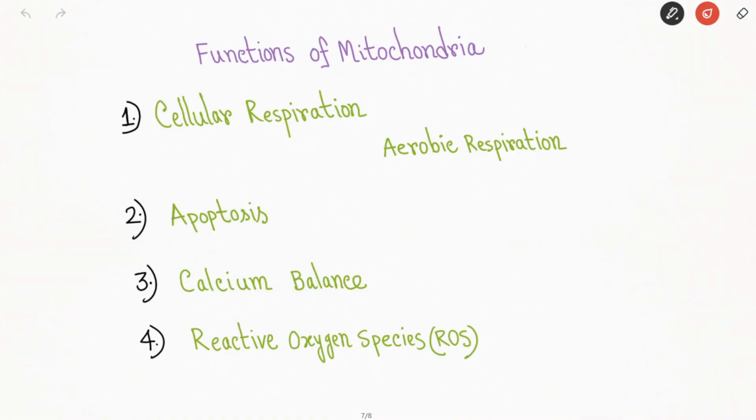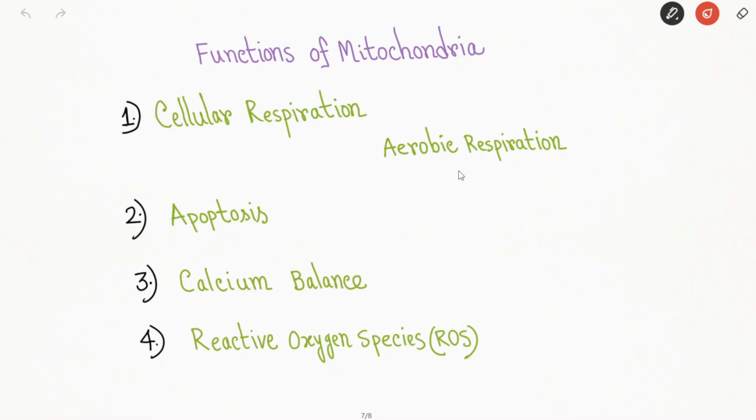Now let's learn the functions of the mitochondria. You might already know, as I have explained, that the cellular respiration, not the anaerobic, only the aerobic respiration part, happens inside the mitochondria. So this is the main function of the mitochondria: through cellular aerobic respiration, mitochondria generate energy.